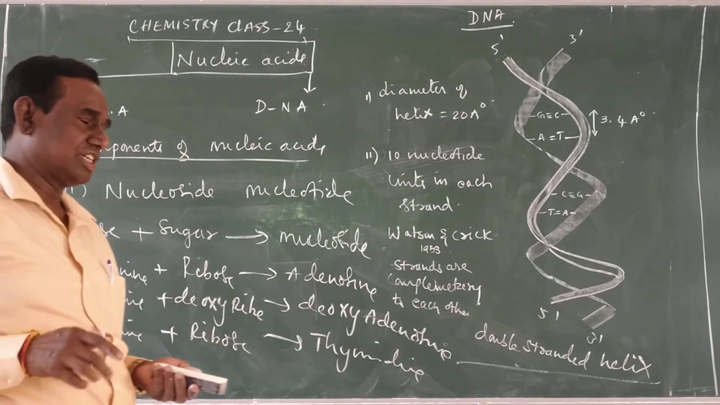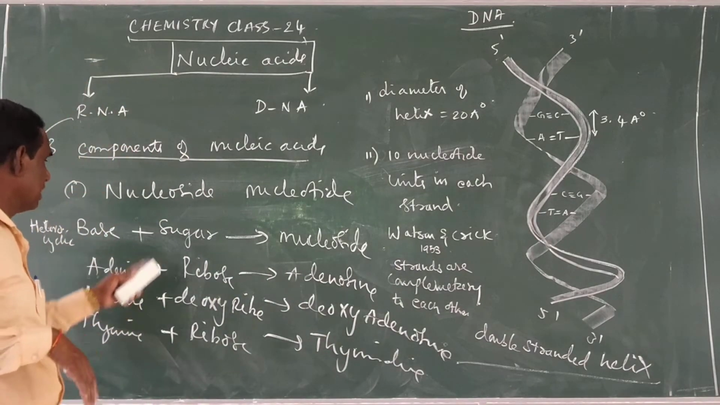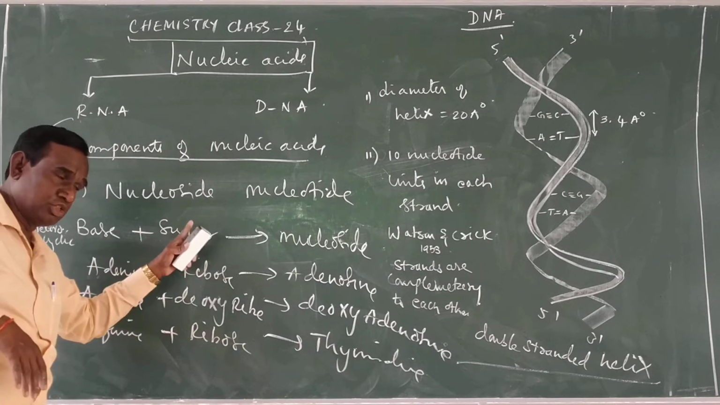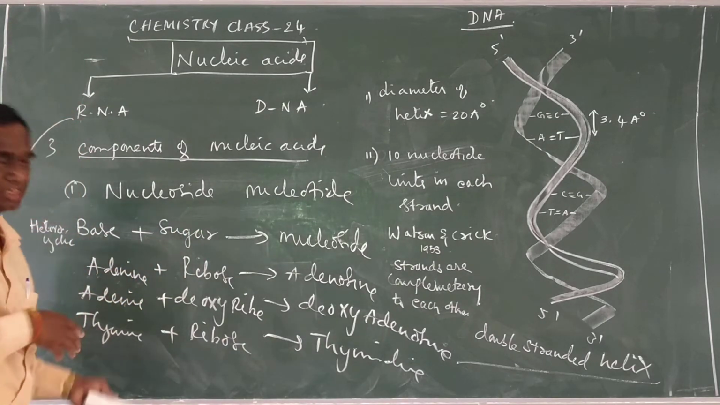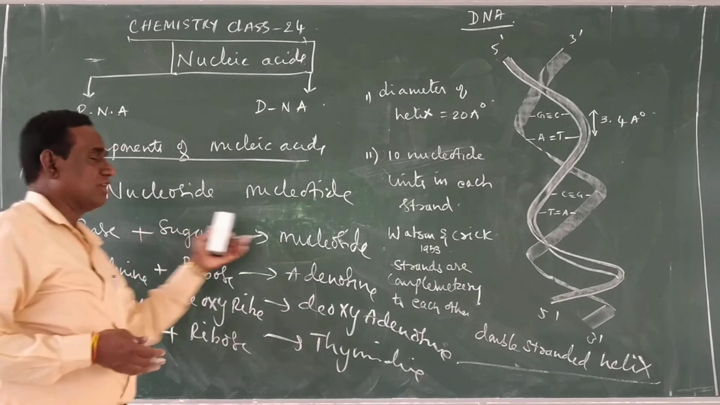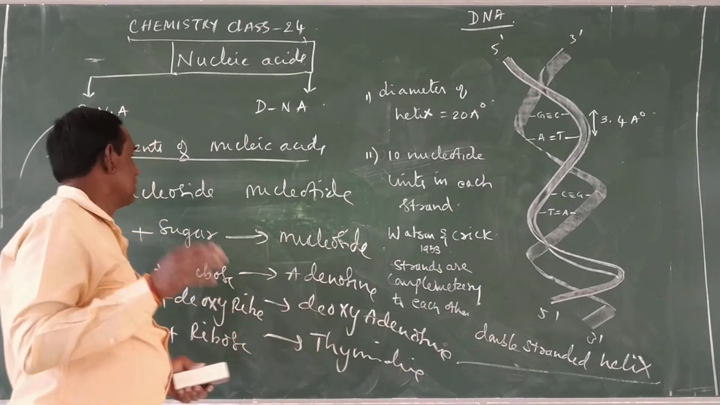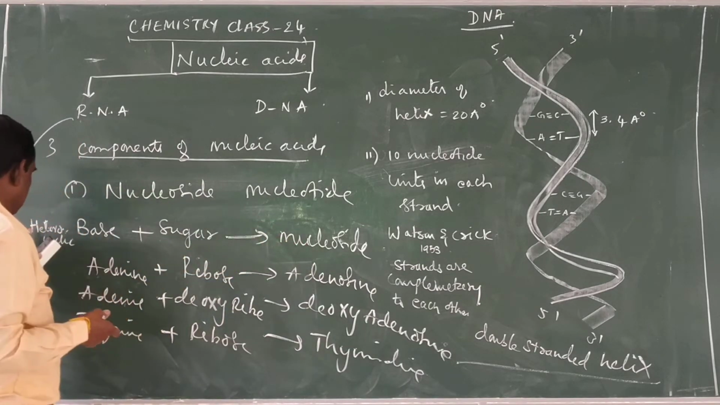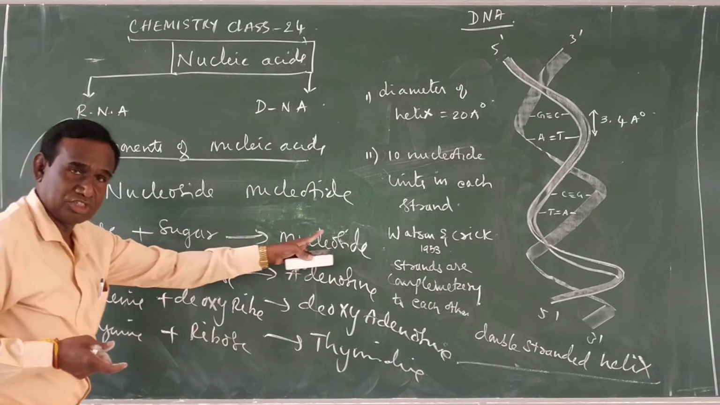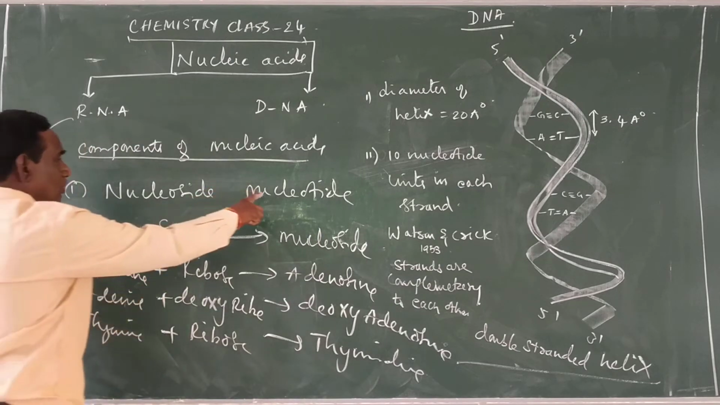Therefore, nucleosides are obtained by linking carbon atom 1 of the sugar unit with the 9th place nitrogen atom in the heterocyclic base. Sugar unit plus base, or heterocyclic base plus sugar unit, gives a nucleoside. Next, what is a nucleotide?